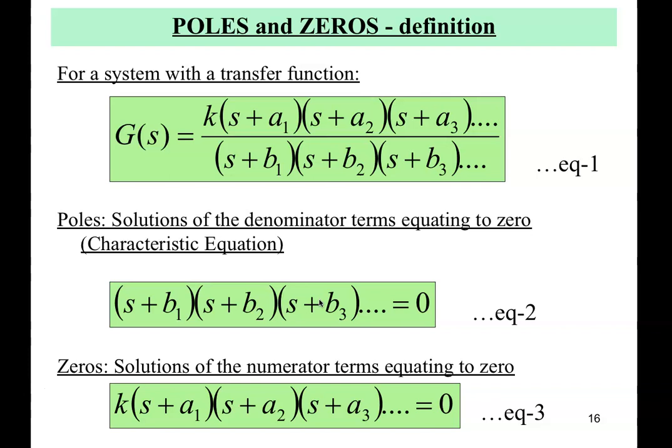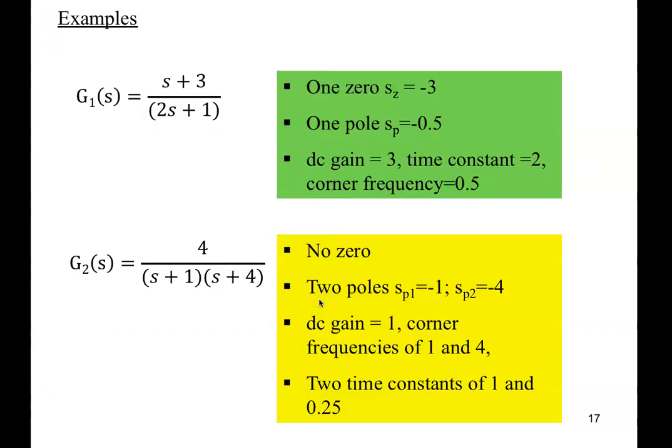If you equate the numerator terms of the transfer function to 0, that's equation number 3. The roots or the solutions of that equation will give you the zeros of the system. Okay? Zeros tend to indicate a response time improvement or deterioration, depending where the zeros are. But poles are a lot more important. They determine the stability of a system and the response time as well.